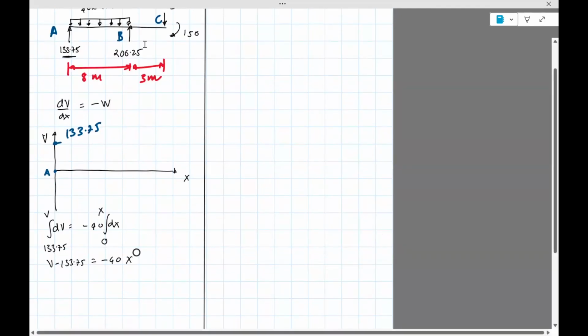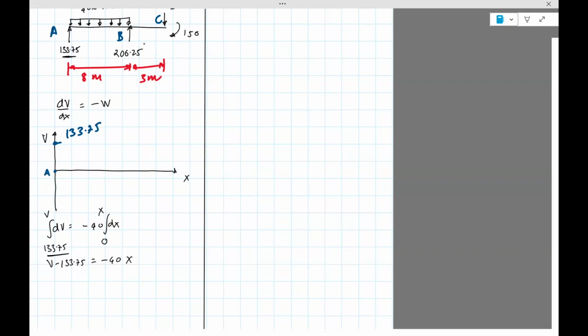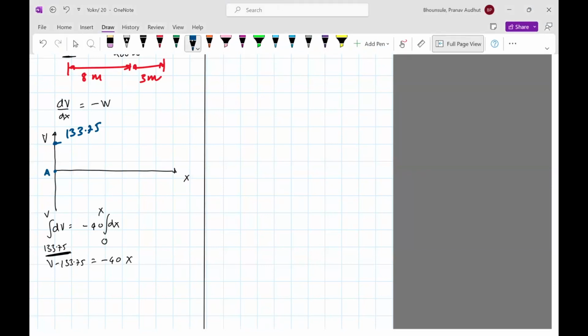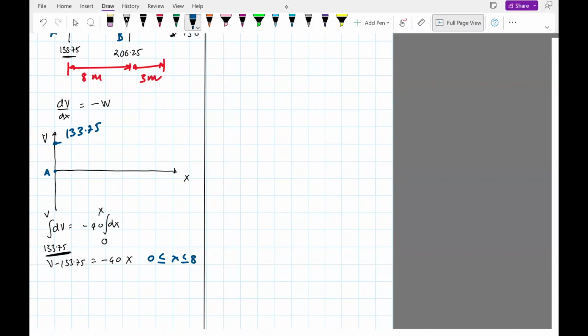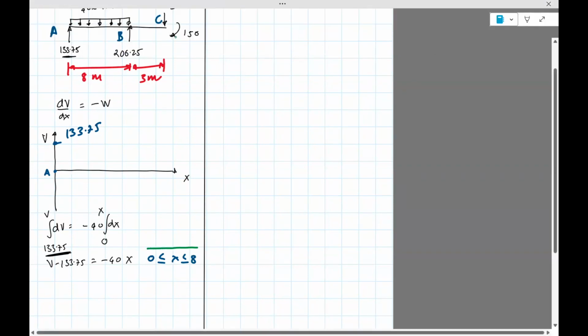You could do that too. I just wanted to put it here, but yes, you can do that. You just have to be careful about the signs, whether positive or negative, but absolutely you can do that. That's basically showing how this works, and it's valid for x from 0 all the way to 8. So we cannot use this equation beyond 8.